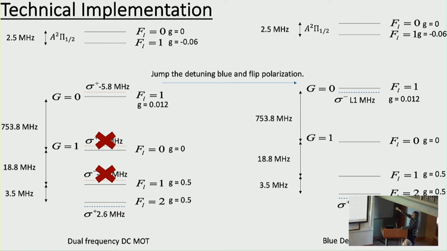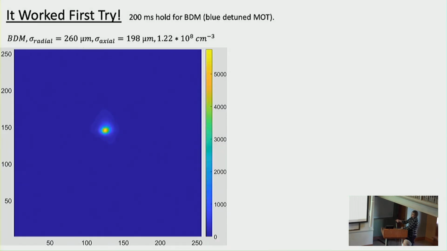And I'm going to define L1 as the detuning from G equals 0, F equals 1, and L2 as the detuning from G equals 1, F equals 2. And I'm proud to say it doesn't happen very much in the experiment, but it worked first try when I tried this. So what you're looking at is a picture of a blue-detuned magneto-optical trap of YO after holding for 200 milliseconds. The radial size is 260 micron, the axial is 198 micron, and this is the number density in this image here.